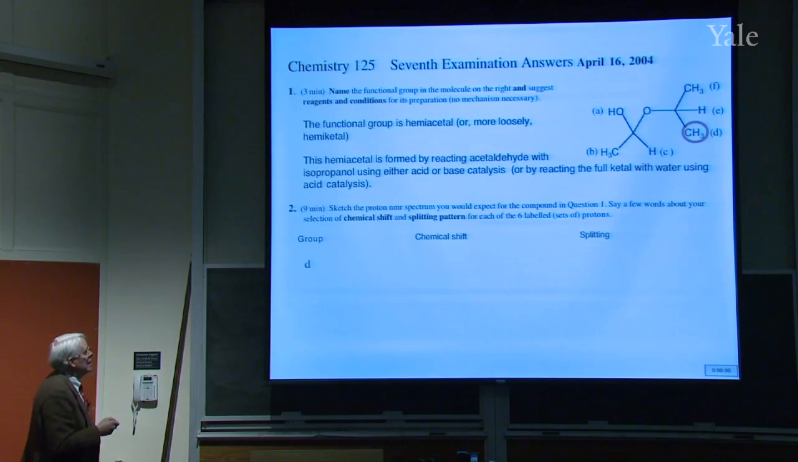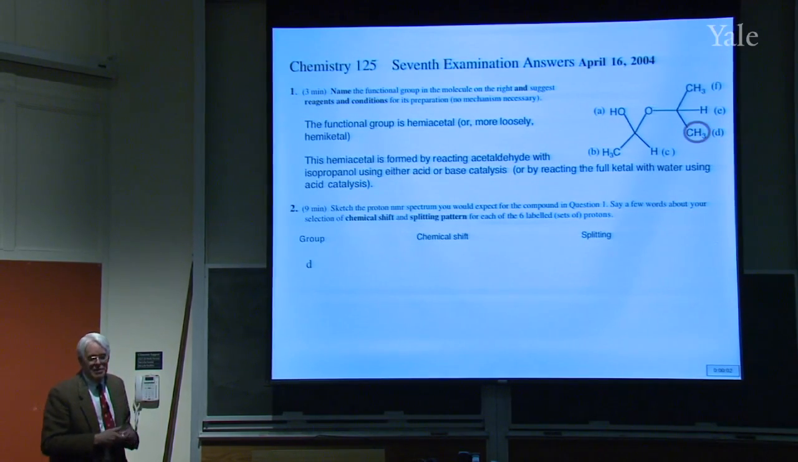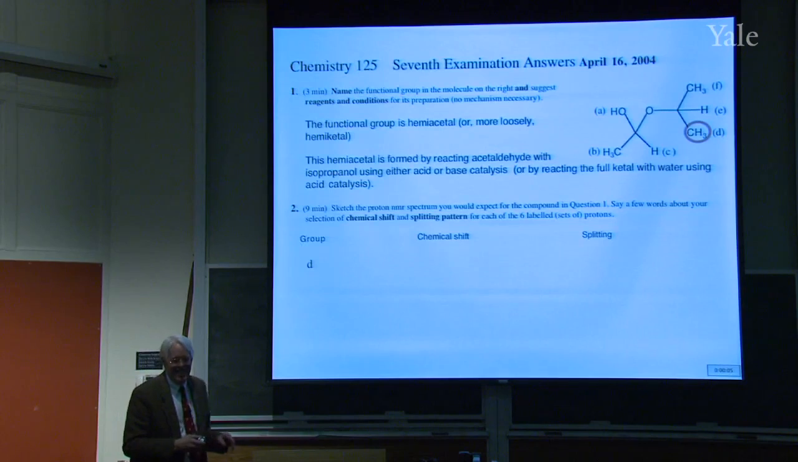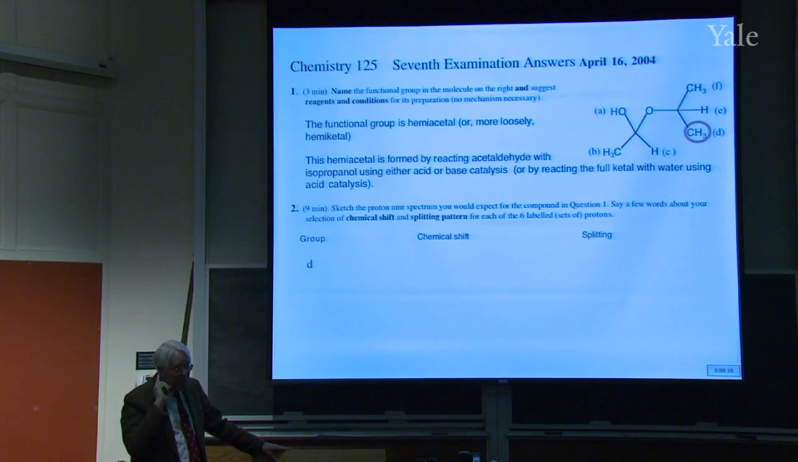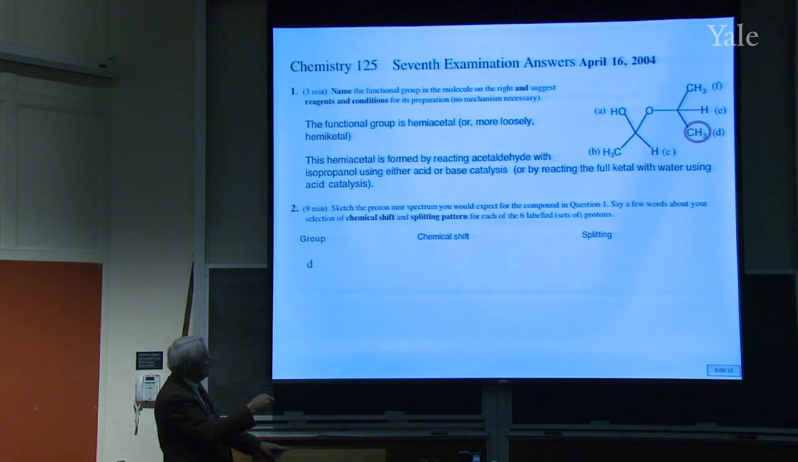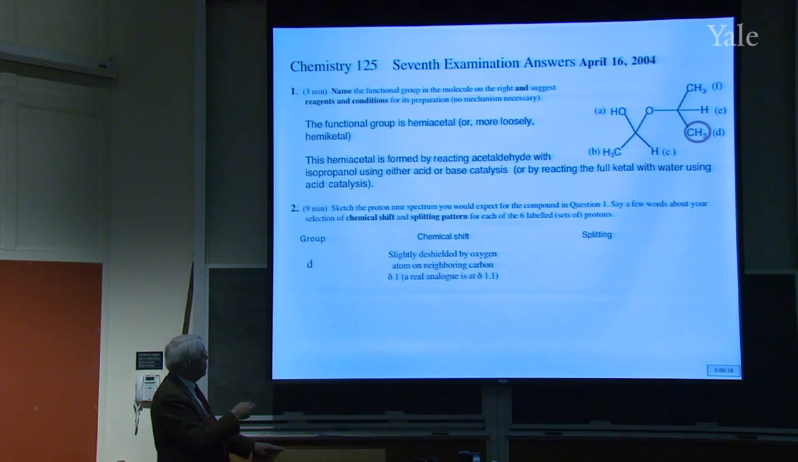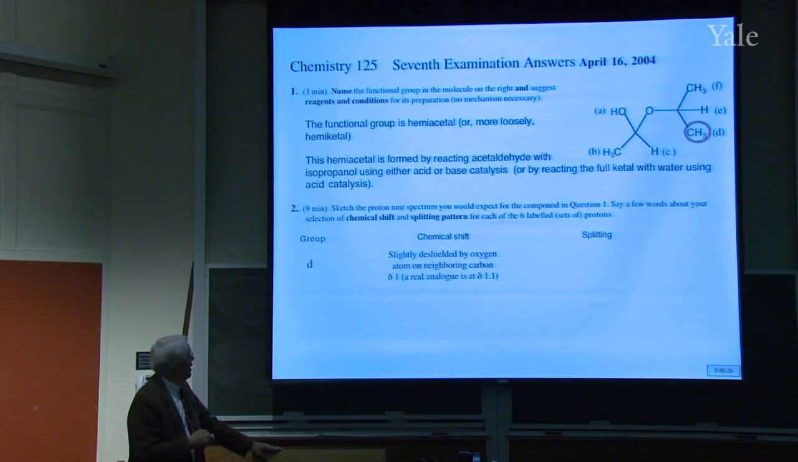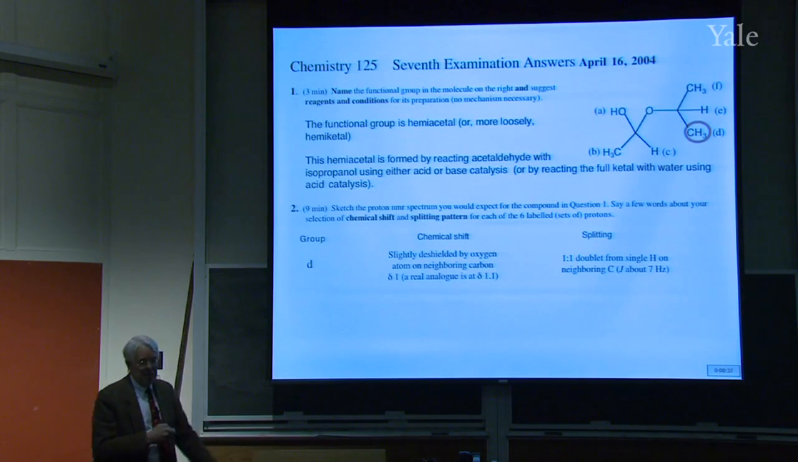Okay, let's keep going. How about this one? What's that going to be like? Jack? Chemical shift for that CH3? Maybe about 2, because it's attached to a carbon which bears oxygen, right? So slightly deshielded by the oxygen. It's rather like this one, which is attached to a carbon which bore 2 oxygens. So not as far down as that. Okay, 1.1. And how about the splitting of that one, Jack? It would be a doublet. Just a doublet, because these are too far away. Okay, 1-to-1 doublet, 7 hertz.